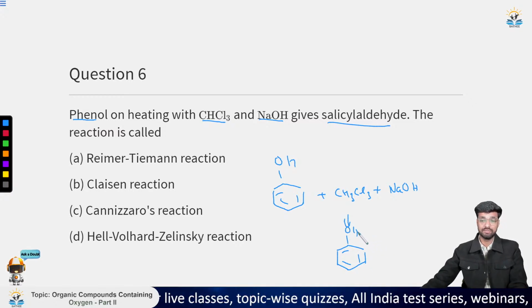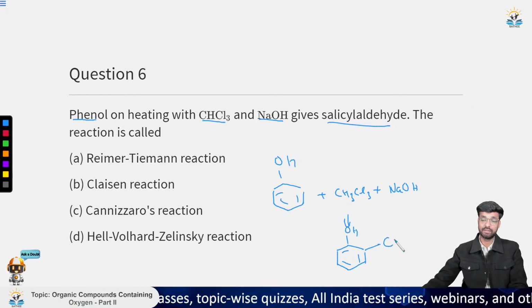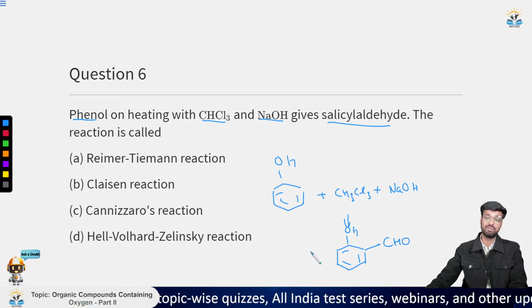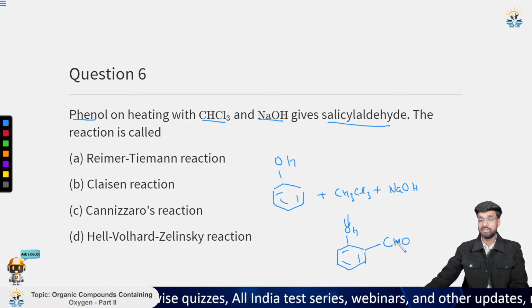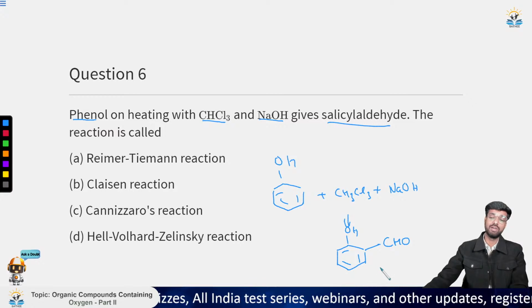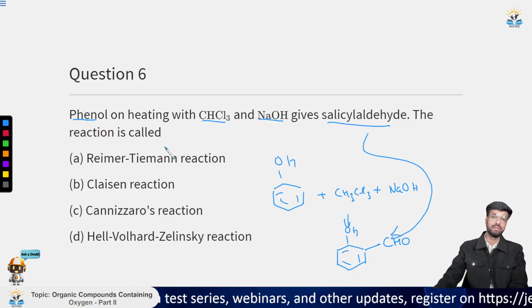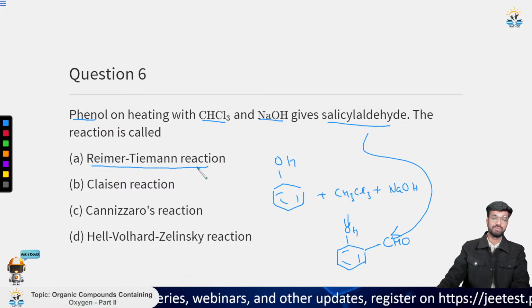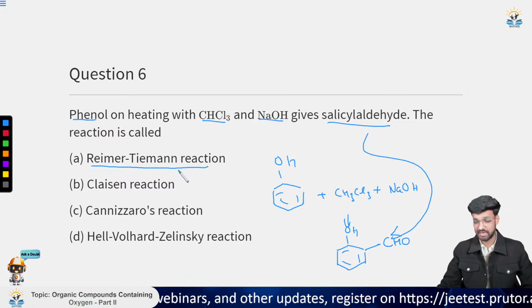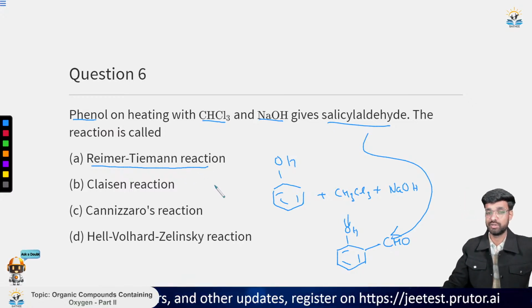So it is a kind of salicylaldehyde that will look like this. It is similar to salicylic acid, only we are replacing the carboxylic acid with an aldehyde, and so we call it salicylaldehyde. So this is the salicylaldehyde. So this is the Reimer-Tiemann reaction. These two reactions, the Kolbe reaction and the Reimer-Tiemann, are very important. So you should have a look at these also.